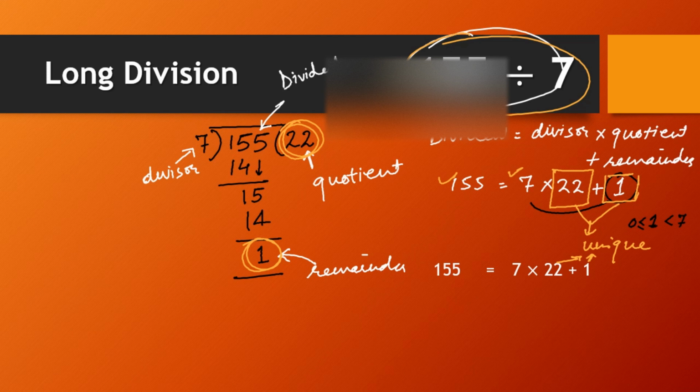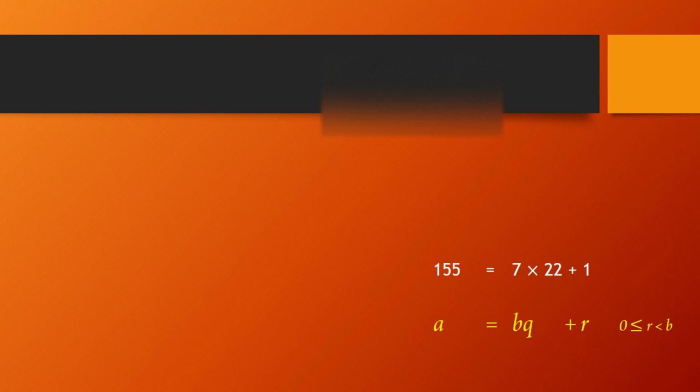And if I generalize it, if I write dividend as a, divisor as b, quotient as q and remainder as r, I can write the statement as a equals bq plus r, where remainder has to be positive but less than the divisor. Remainder can be equal to 0 also. So the same mathematical equation, if I try to express in the form of words, I will say for any two given positive integers a and b, there exist unique integers q and r such that a equals bq plus r and the value of r is greater than or equal to 0 but less than b.